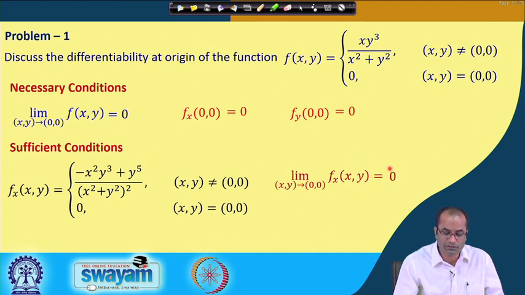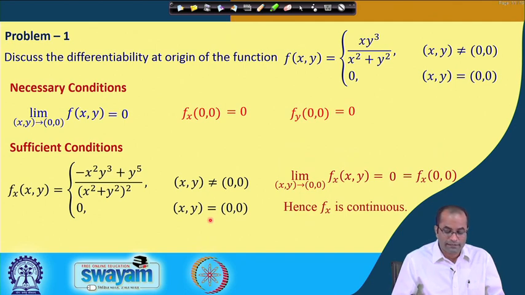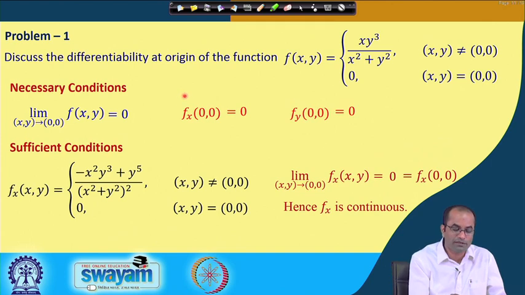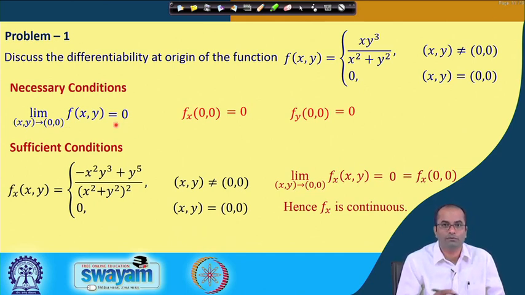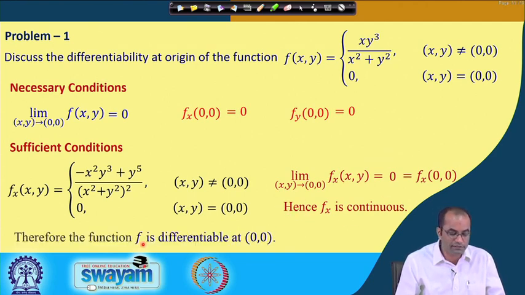So, here the f_x is continuous because this is equal to 0 and this is the value of f_x at the (0,0) point. So, we have the continuity of the partial derivative, and that we can now use to prove the differentiability of this function, because the partial derivatives exist and the function is continuous. So, we have the necessary conditions. For the sufficient condition, we have to show that one of the partial derivatives is continuous. So, here we have shown that this f_x is continuous, and that is enough to prove that the function f is differentiable at the (0,0) point.